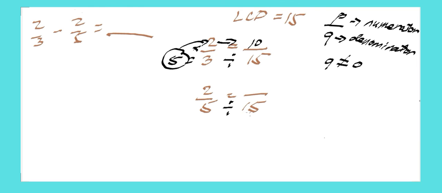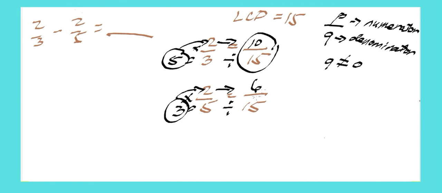15 divided by 5 will be 3. Whatever the quotient here, you multiply that to the numerator, 2. So 3 times 2 will give you a product of 6, and you put that here. So we have 10 over 15 and 6 over 15 as our new fractions. So 2/3 will become 10 over 15 minus 2/5, which will become 6 over 15.